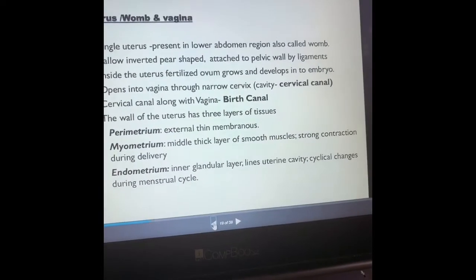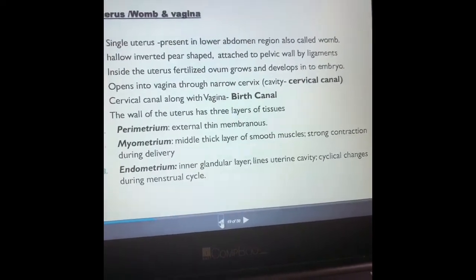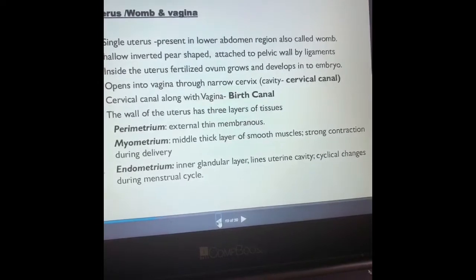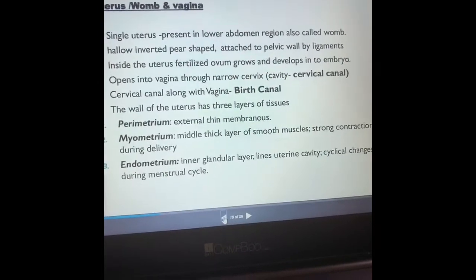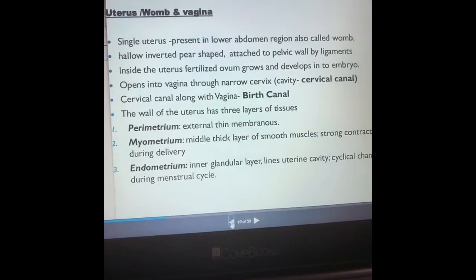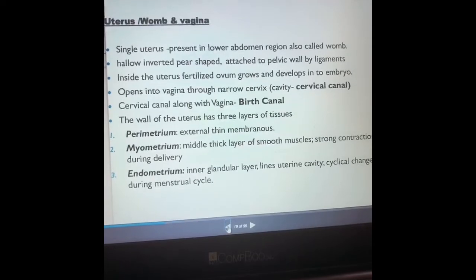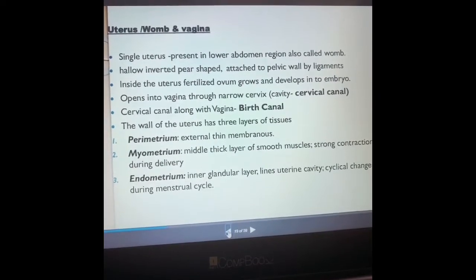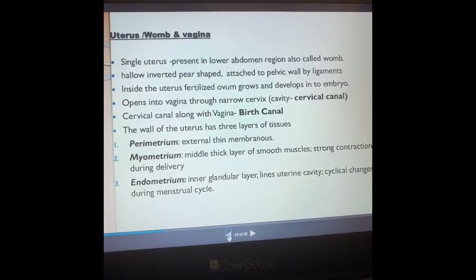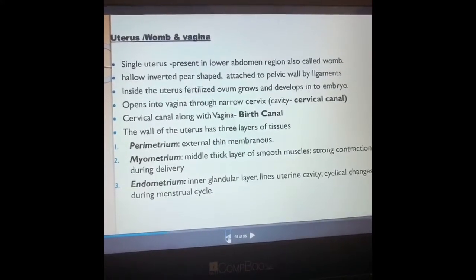Here is a gist. The single uterus present in the lower abdomen region is also called the womb: hollow, inverted, pear-shaped, attached to the pelvic wall by ligaments. Inside the uterus, the fertilized ovum grows and develops into an embryo. It opens into the vagina through a narrow cervix. The cervical canal along with the vagina is known as the birth canal.